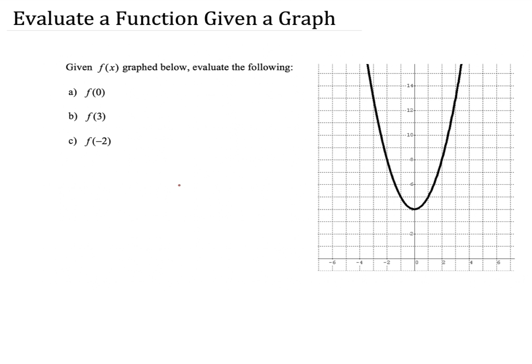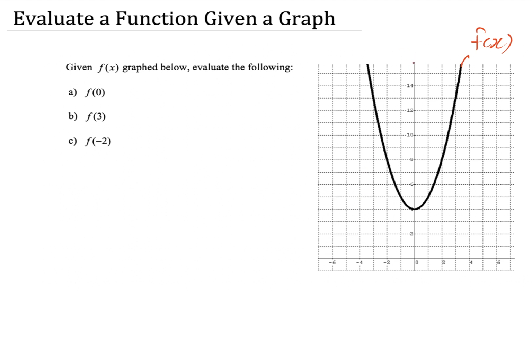Today we're going to evaluate a function given a graph. Let's begin. I'm given a graph to the right. It looks like a U. Let's call it f of x. From our graph, we need to evaluate the following: f of 0, f of 3, and f of -2. But before we begin to evaluate, let's label our coordinate grid.